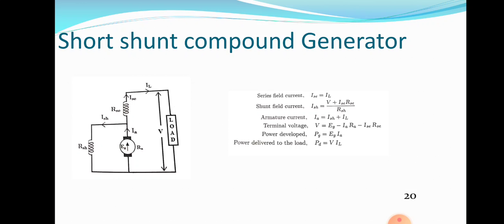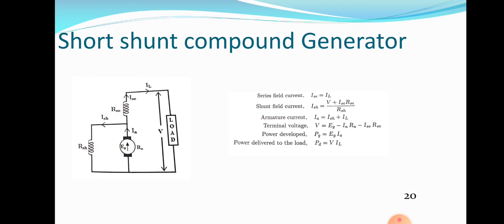Because the shunt field winding consists of a large number of turns of fine wire, while the series field winding consists of thick wire with few turns. So compared to the series field winding, the shunt field winding can produce more flux. Electrically, the stronger winding is the shunt field winding, no doubt about that. That is the difference between a shunt generator and a compound generator. Flux is produced by two windings in a compound generator, but only by the shunt field winding in a shunt generator. Otherwise, the voltage buildup is almost the same.